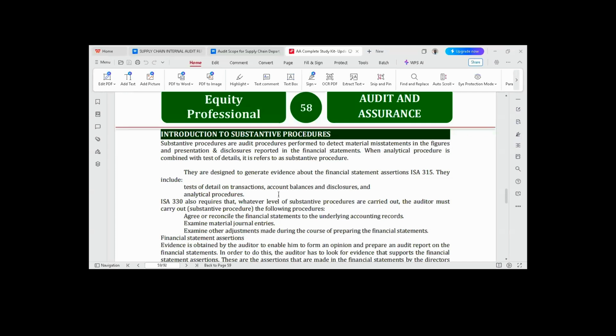Okay, I was trying to confirm that I think with that explanation, everybody is clear on test of control, test of detailed transaction, and substantive procedure now. Are we clear?